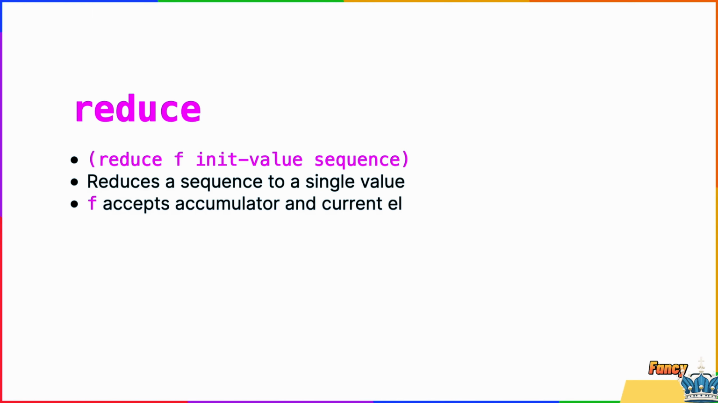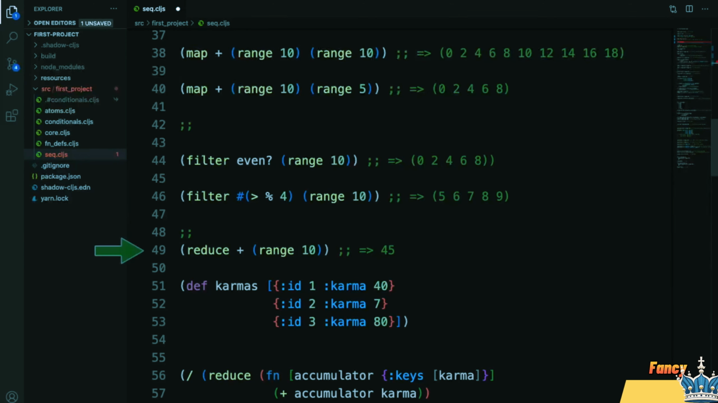The reduce function is the OG sequence operation. Its signature is reduce, f, initial value, and the sequence. We can also skip the initial value and just write reduce, function to apply, and sequence. The operating function accepts two arguments, an accumulator and the next element. In the simple example above, we reduce a list of integers 0 to 9. We did not pass a default start value, so it's assumed to be nil.